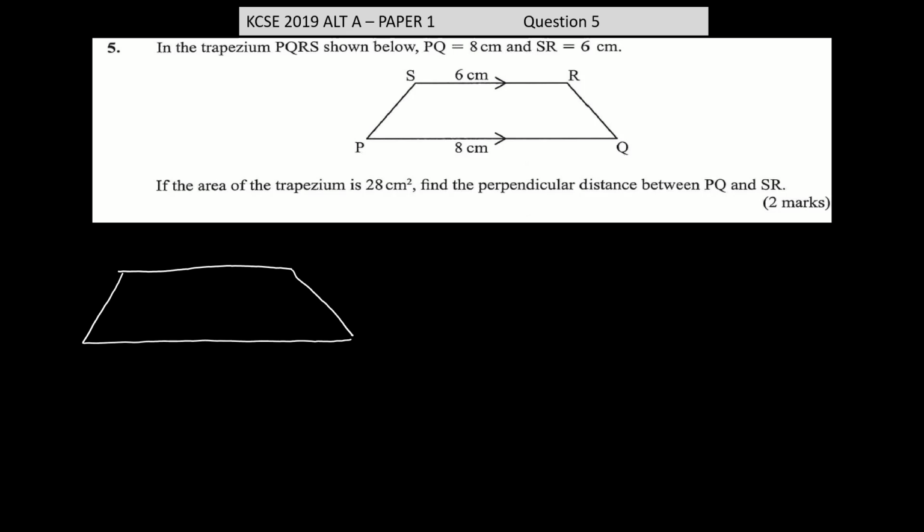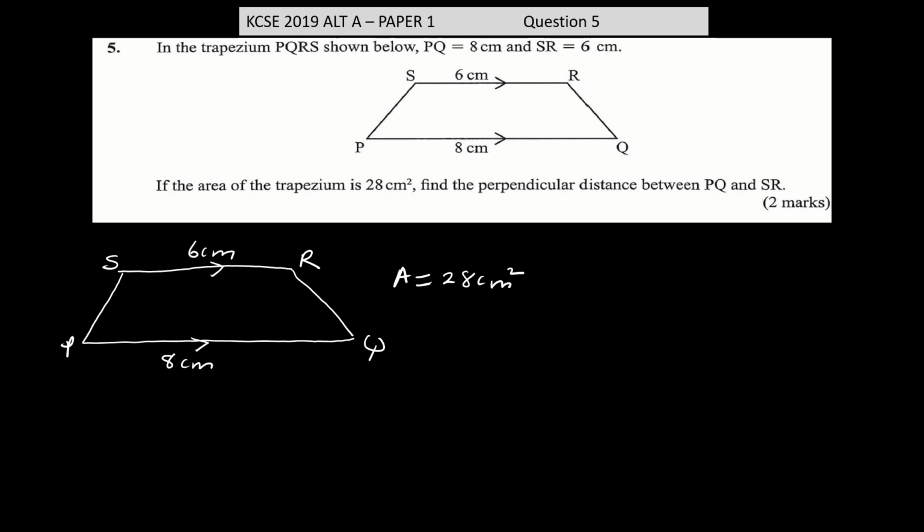Sorry for my bad drawing. Here we have SR and we have PQ. The smaller distance is 6 centimeter, while the wider length is 8 centimeter. From the question, the area of this trapezium equal to 28 centimeter square, and we have to find the perpendicular distance between PQ and SR.